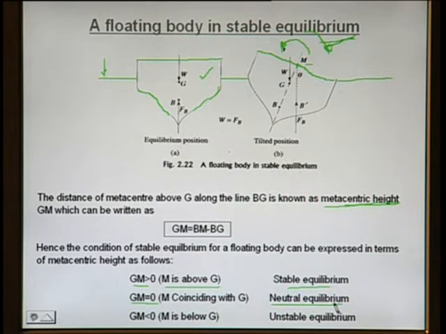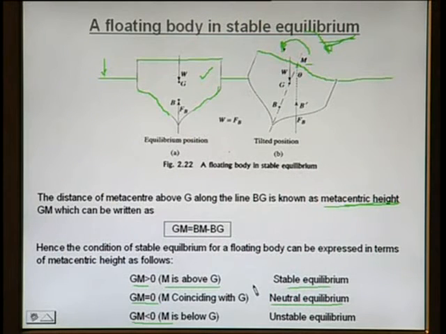Neutral equilibrium means no restoring couple is formed, because both forces are acting through the same point, right. So it will remain in that tilted condition. When GM is less than 0, meaning M is below G, in that case we have an unstable equilibrium. And what is unstable equilibrium? Even if there is a slight tilt in the position of a floating body, it will keep tilting in that direction till it takes a new equilibrium position, which is undesirable in our case.